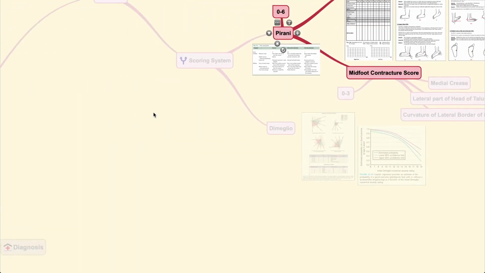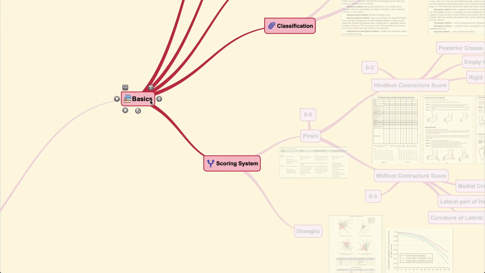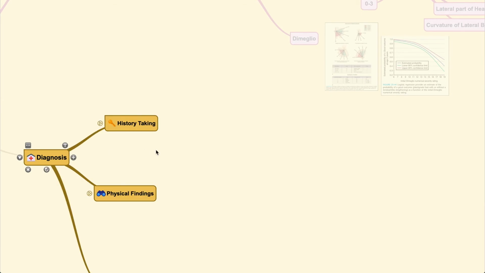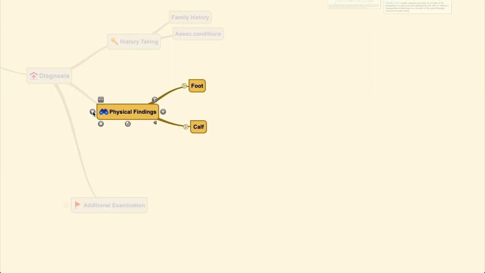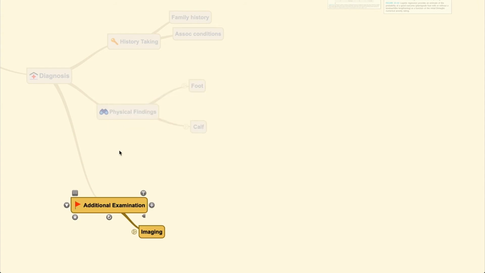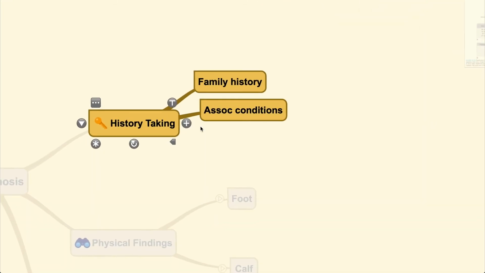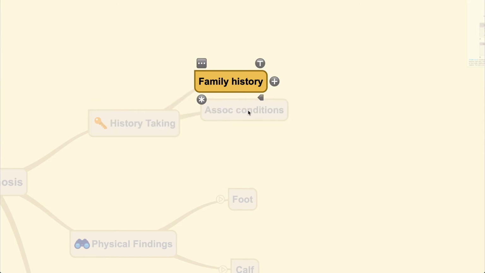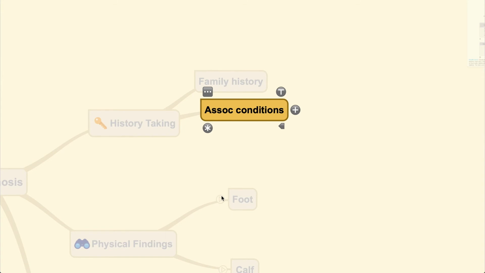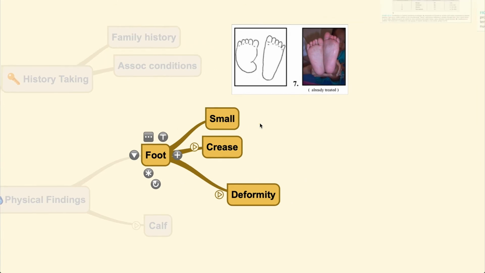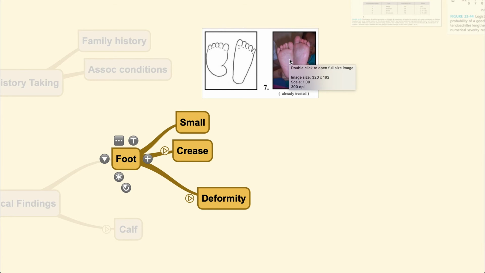Now moving on, after you have mastered all these basics regarding the CTEV condition, we will move on to the diagnosis. In order to make a good diagnosis, one must start from the history taking, continue to the physical examination, and end up with additional investigation. For the history taking, it is very essential to take a good family history. Family history should include everything starting from the prenatal, natal, and postnatal period, and the associated conditions that have been mentioned before. For the physical findings, you could see that the foot will always appear small, smaller than its normal counterpart.